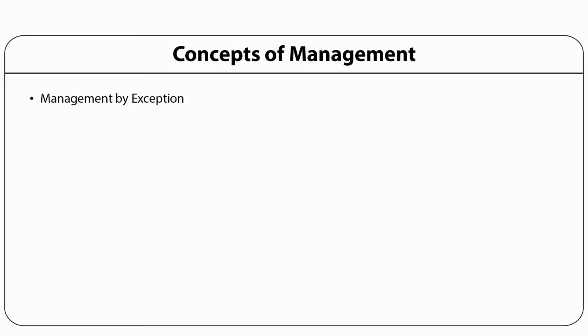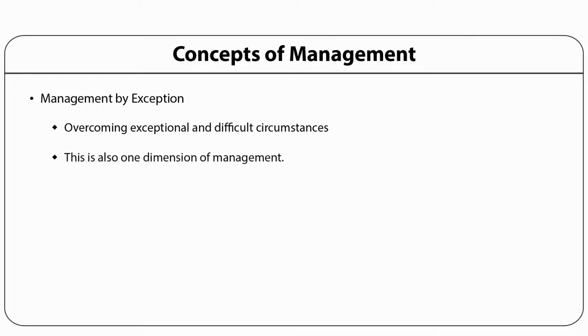Management by exception. Normally, the routine work is performed by the workers in the organization without any problem. But at certain times, exceptional difficult situations arise in the organization when the management has to take drastic steps to achieve the goals. A good management can manage very well during exceptional and difficult circumstances also. This is also one of the dimensions of management.